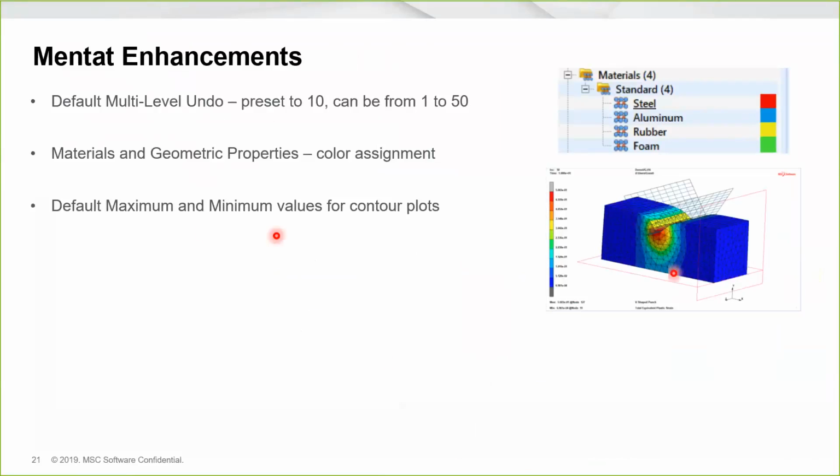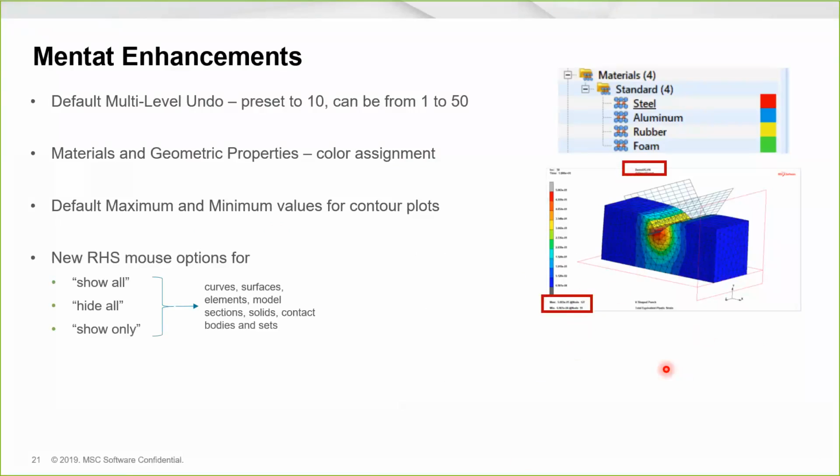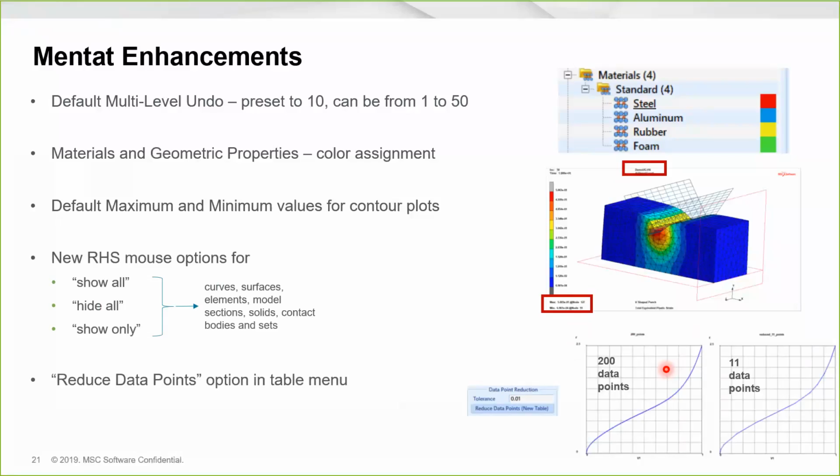Next is the default maximum and minimum values for contour plot. As you can see in this image over here, we have the default maximum value and then the node number next to it, and minimum value as well, and then the node number or element number next to it. And then here we also have the plot name and those sort of details. We also added right mouse button options for show all, hide all, or show only for curved surfaces, elements, model sections, solids, contact bodies, and sets. Last but not least, we added an option to reduce the data point.